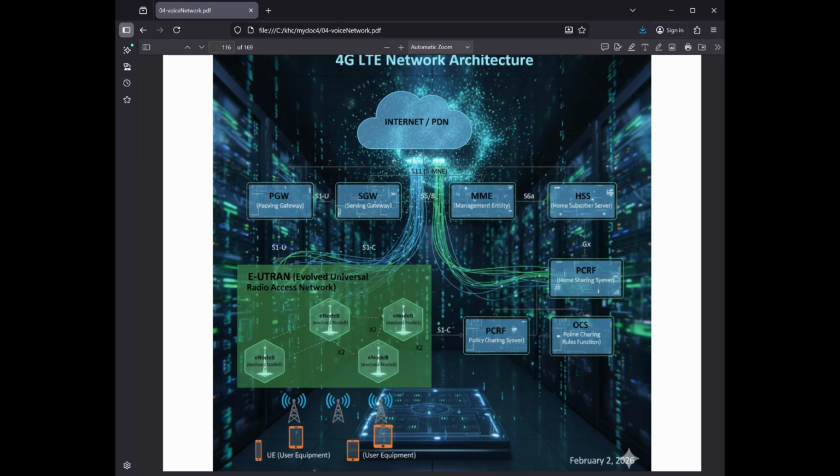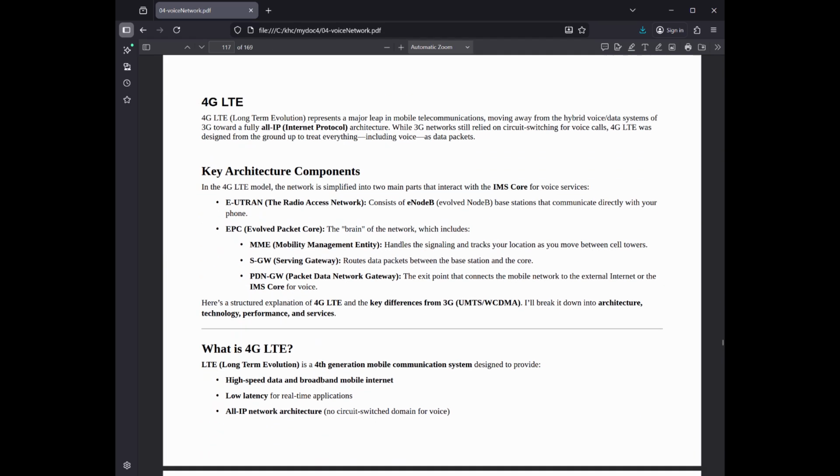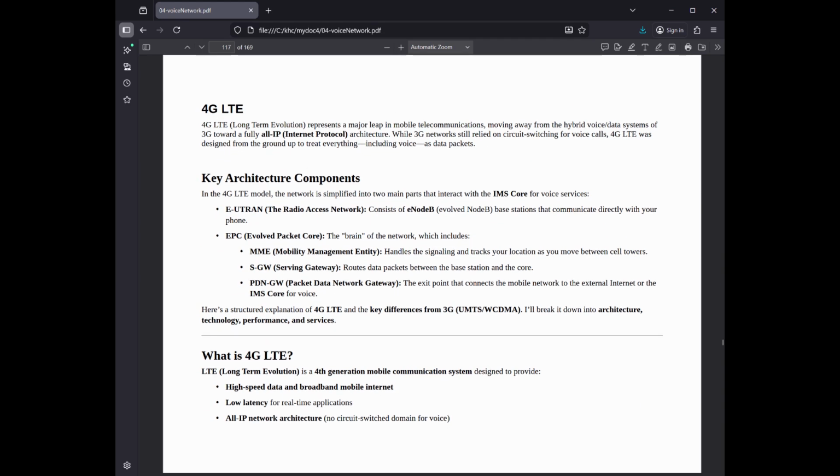SGW, the serving gateway, routes data packets between the base station and the core. PDN-GW, the packet data network gateway, is the exit point that connects the mobile network to the external internet or the IMS core for voice. Here's a structured explanation of 4G LTE and the key differences from 3G, UMTS/UTRA.